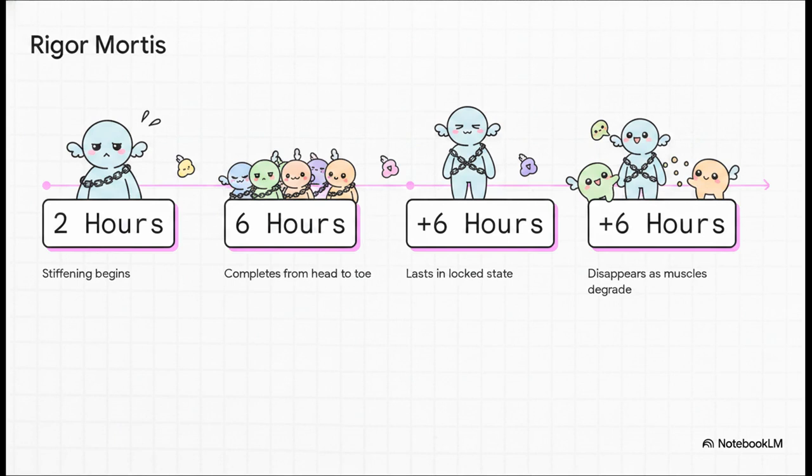It starts at 2 hours. It takes 6 hours to complete, chaining the face, then the neck, the chest, and finally the feet. It lasts for another 6 hours. And then it disappears over the next 6 hours. Now, it doesn't disappear because ATP magically returns, but because autolytic enzymes literally degrade and destroy the muscle proteins themselves.